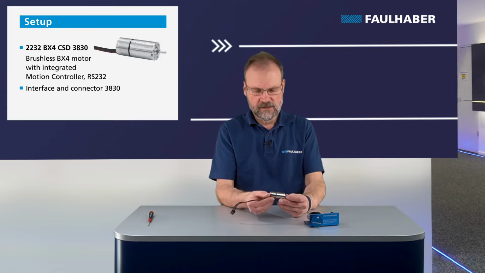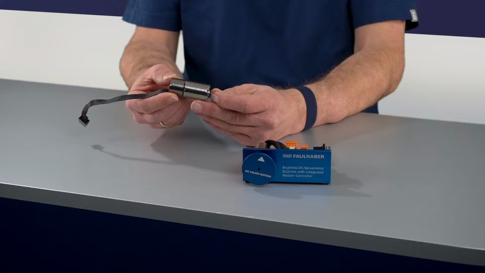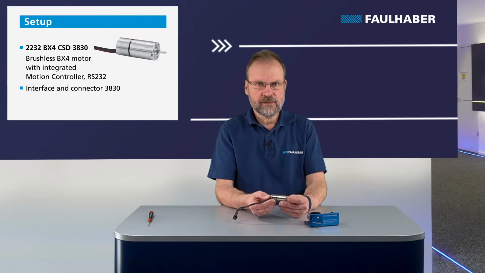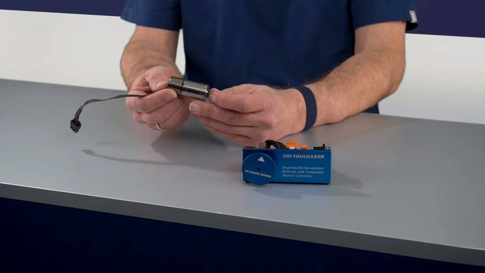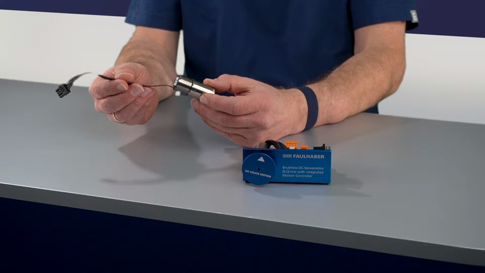In this video, I want to show and demonstrate setup and commissioning of an integrated drive out of our second generation of motion controllers, this small one here. This is a 2232 BX4 motor with integrated motion controller. The encoder here is linear halls, which are directly integrated. And in the rear side, we got the user interface.